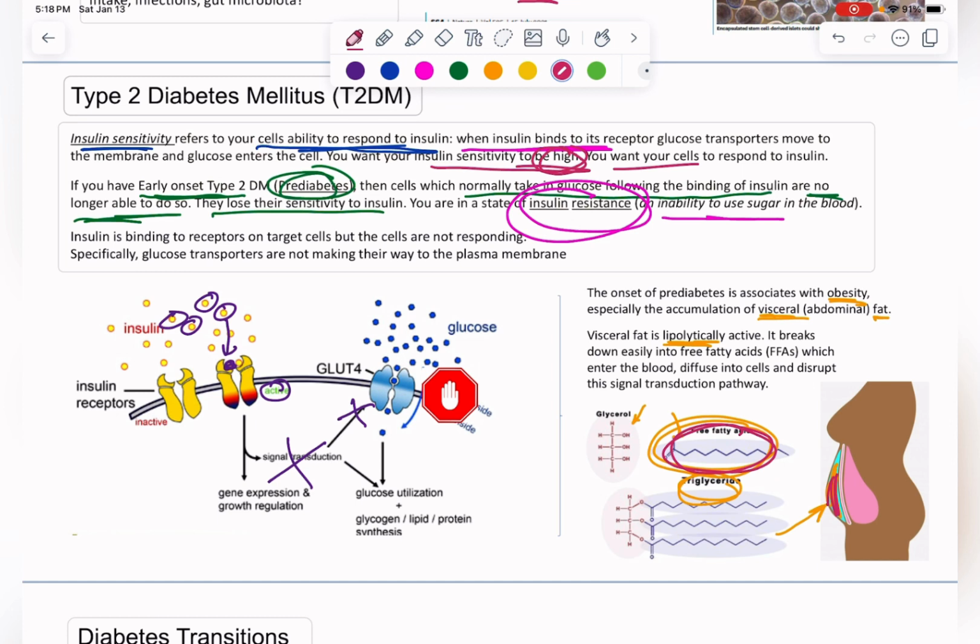The reason this is a problem is because these free fatty acids that are in the blood can diffuse inside the cells of the body. And when they're inside the cells of the body, they disrupt the signal transduction pathway. So that's the whole problem. That's what's causing insulin resistance. Free fatty acids from the breakdown of visceral fat moving into the cells and somehow disrupting this signal transduction pathway, so the GLUT4 transporters are no longer able to make it to the plasma membrane. And that's what causes the onset of diabetes, type 2 diabetes.